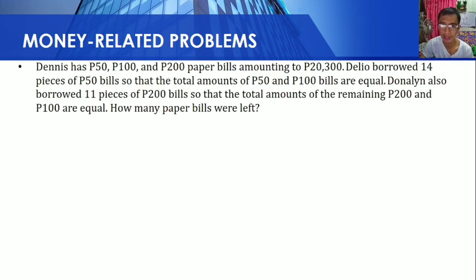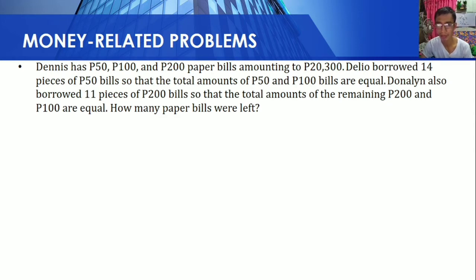So example, Dennis has 50, 100 and 200 paper bills amounting to 20,300. Delio borrowed 14 pieces of 50 bills so that the total amounts of 50 peso bill and 100 bills are equal. Donalyn also borrowed 11 pieces of 200 bills so that the total amounts of the remaining 200 and 100 are equal. So how many paper bills were left? So si Dennis, meron siyang 50, 100 and 200 paper bills amounting 20,300. So yun, hindi natin alam kung ilang pieces na 50, 100 and 200.